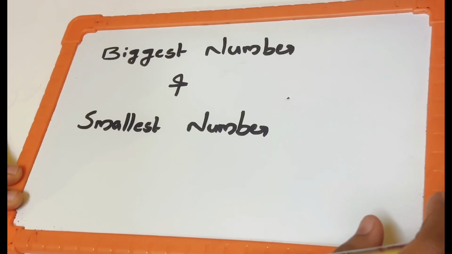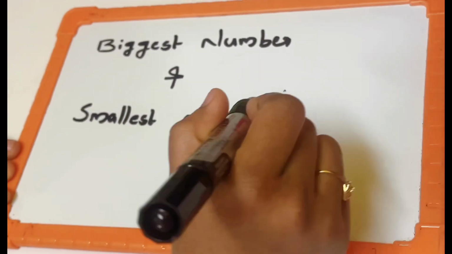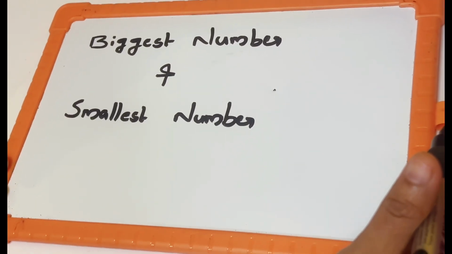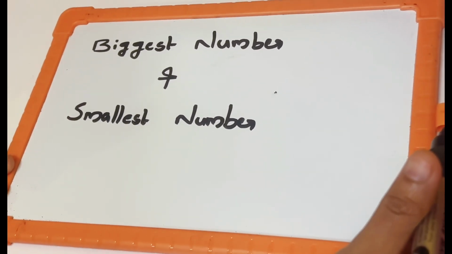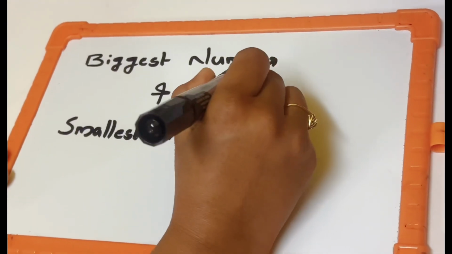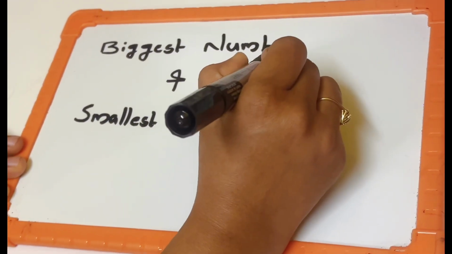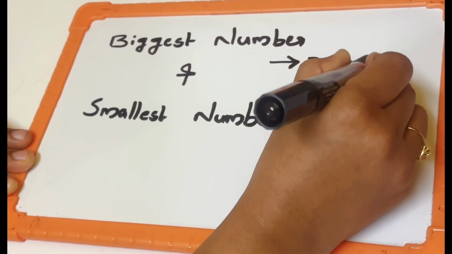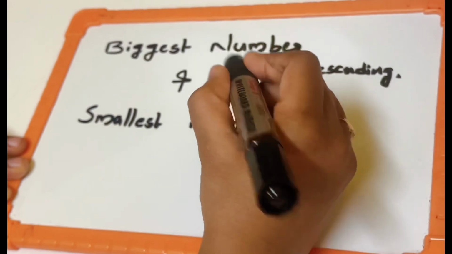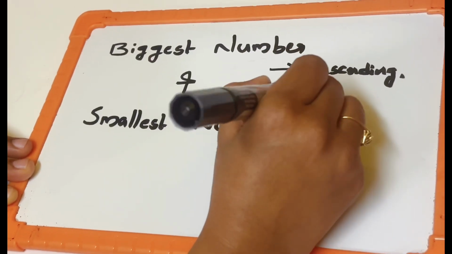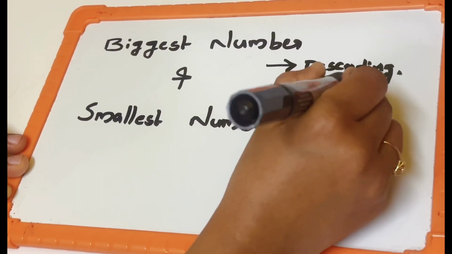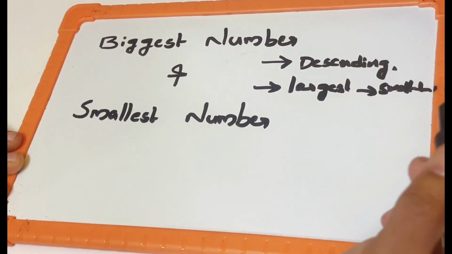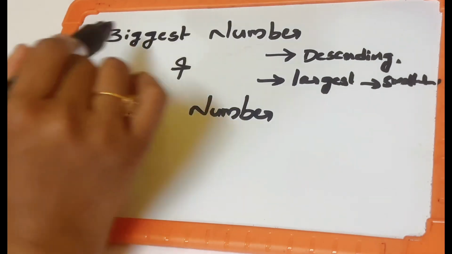Here we have to find the biggest and smallest number using a given set of digits. For that we have some basic rules. First, how to find the biggest number: we arrange the digits in descending order. Descending means largest to smallest. This is for getting the biggest number.